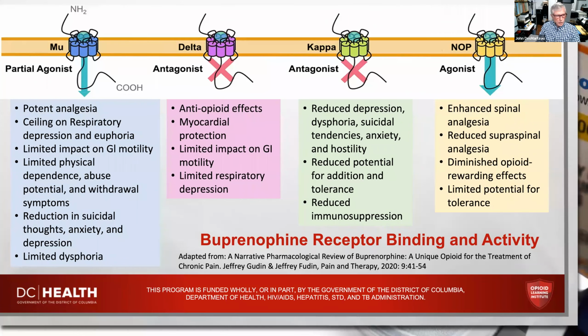buprenorphine, which is kind of the odd man out, which I'm sure you're all familiar with since you're probably all using it. There is a ceiling on respiratory depression and euphoria. And as you can see in this graphic here, it's a partial agonist, an antagonist in delta and kappa, and an agonist in the NOP. But keep in mind that people can become addicted to it, and you've probably had this happen, and you have to watch out for respiratory depression.